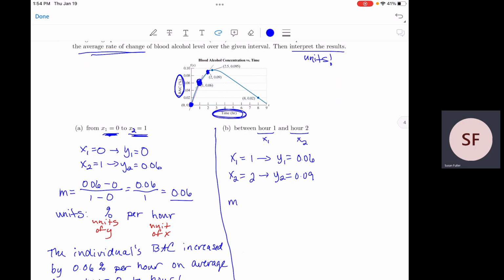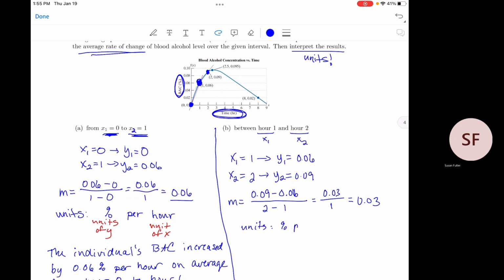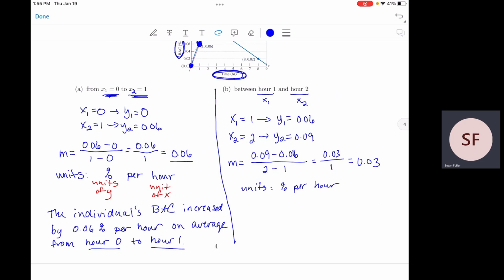Now we'll find our average rate of change. That's our slope. So we will pop this into y2 minus y1 all over x2 minus x1 and do the arithmetic. So 0.09 minus 0.06 is 0.03. 2 minus 1 is 1. And 0.03 divided by 1 is itself. And again, our units are percent per hour. So that means that y was changing by 0.03% per hour from hour 1 to hour 2.